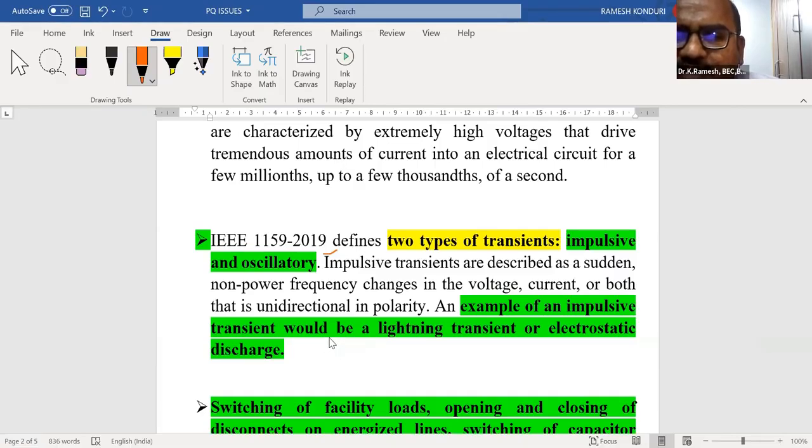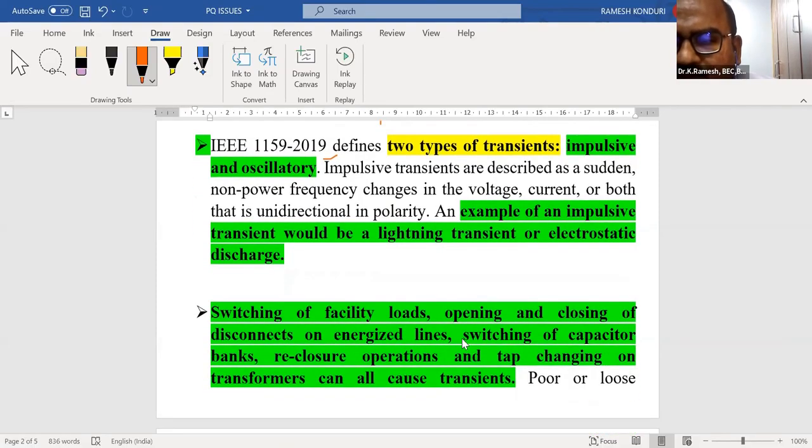This is the lightning one. Due to lightning, we get an impulse waveform. At time t equal to 0, it rises sharply to a peaky value. That's the nature of the impulse waveform. So the example of an impulsive transient would be a lightning transient or electrostatic discharge.